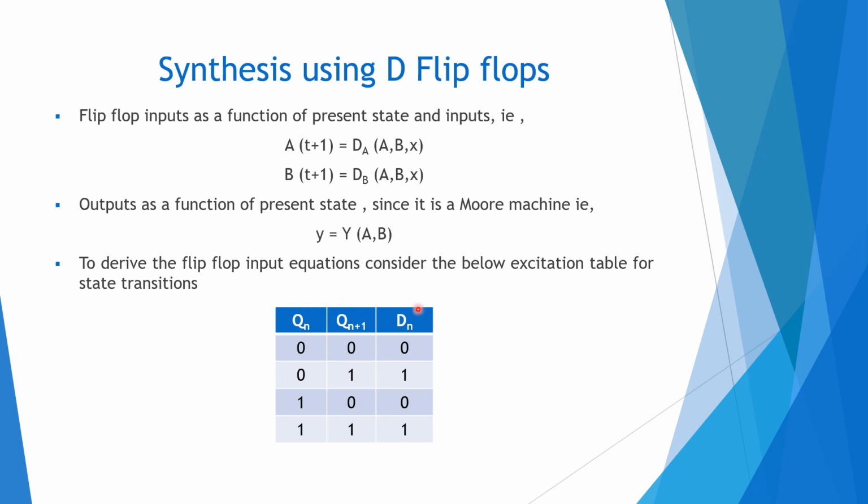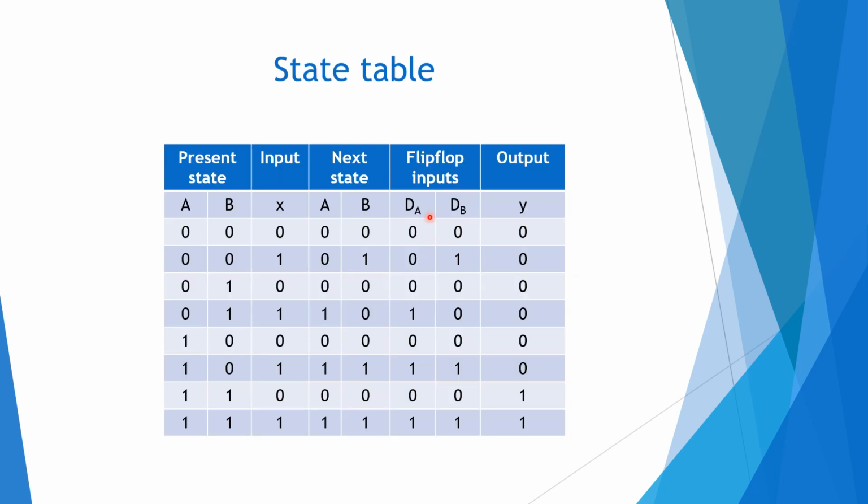So this is the excitation table for the D flip-flop. This is the present state, this is the next state, and this is the D input. If the state is changing from 0 to 0, then the input should be 0. If it is changing from 0 to 1, then the input should be 1. If it is changing from 1 to 0, the input should be 0. If it is changing from 1 to 1, then it is 1. So the D input is actually the next state only, equal to the next state of the flip-flop. So this shows the present state, next state, and the flip-flop inputs. It is shown here, you can look over it.